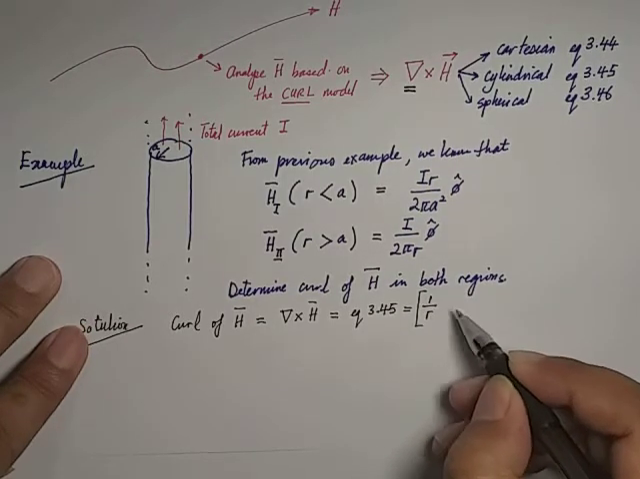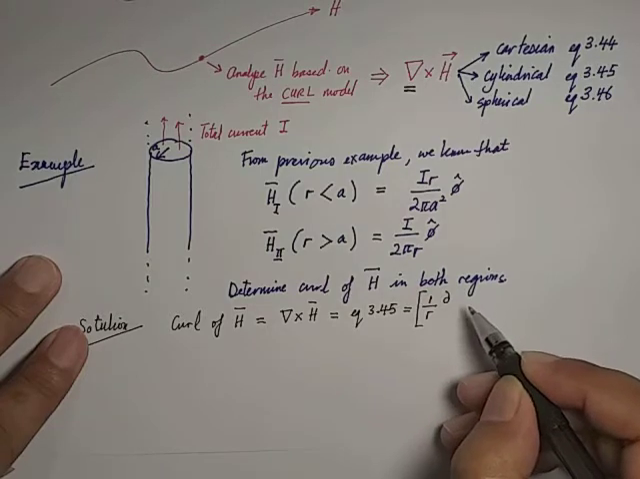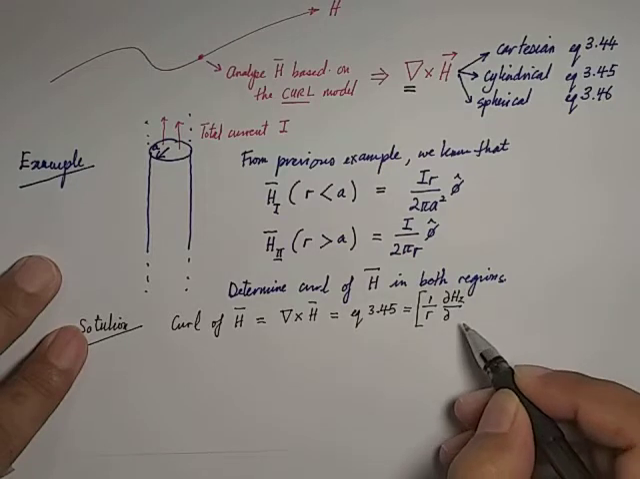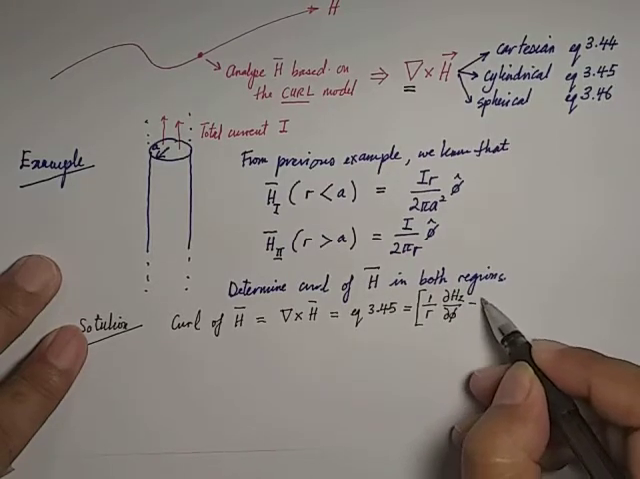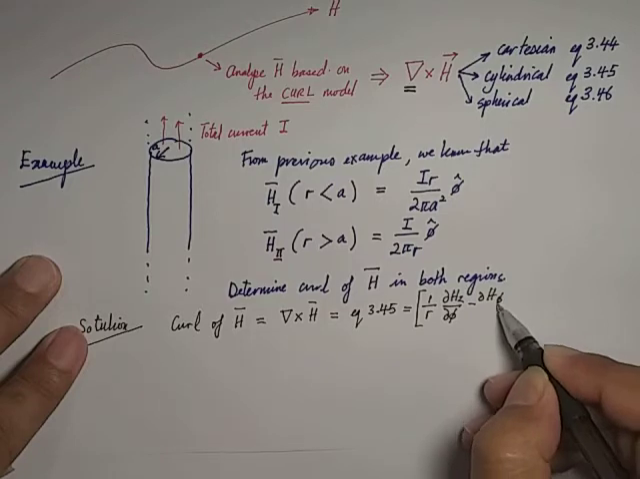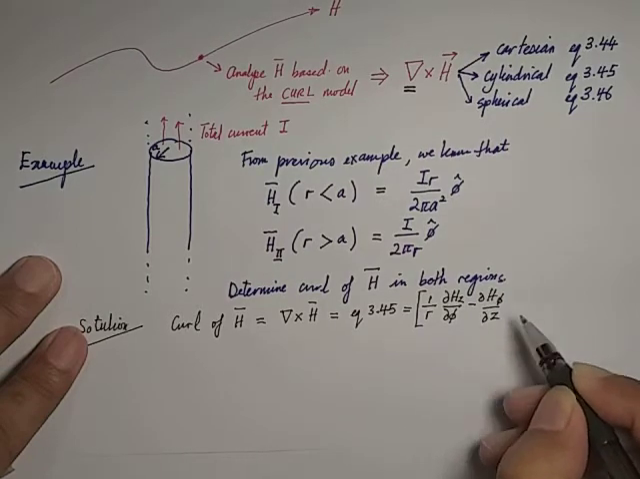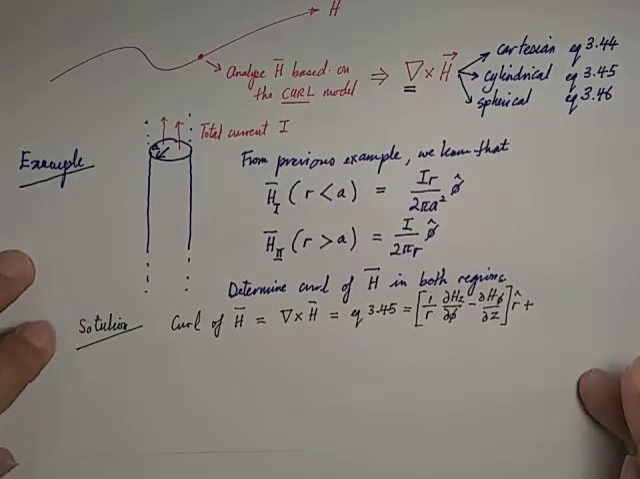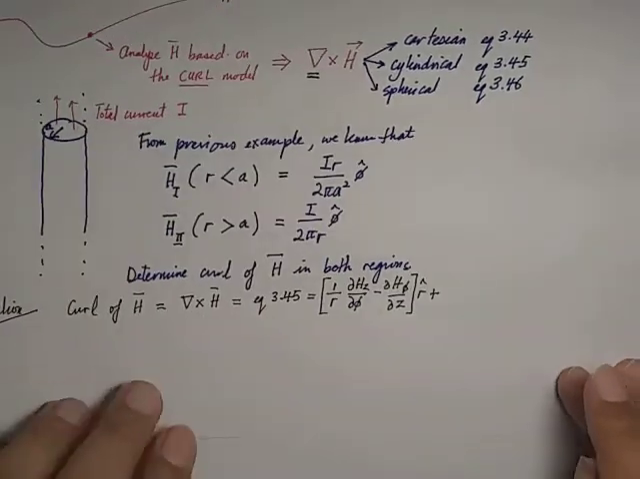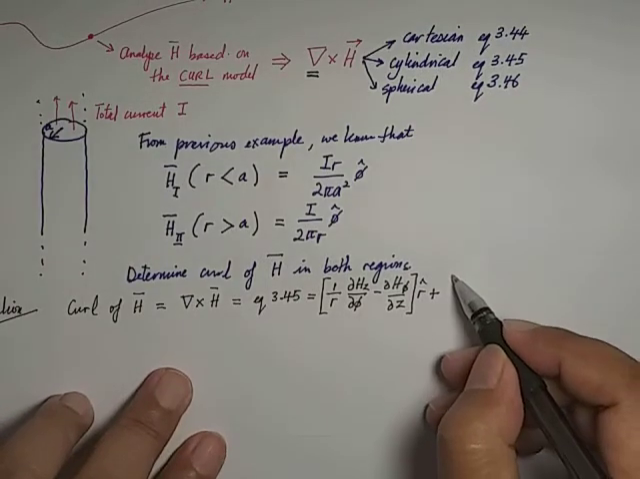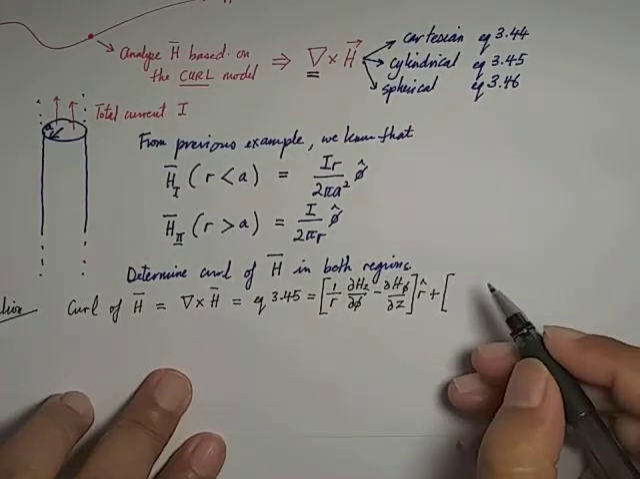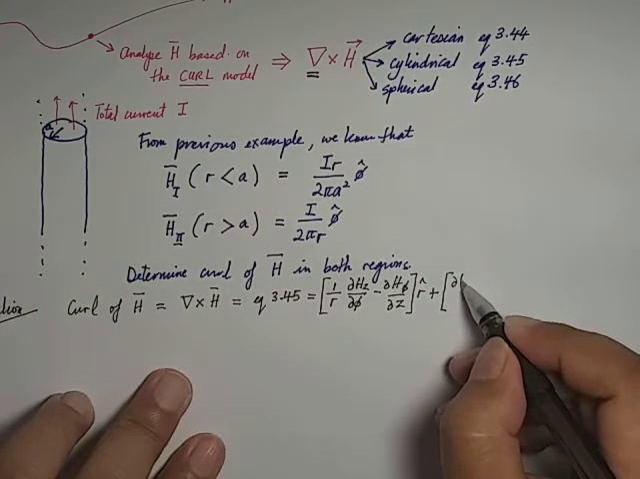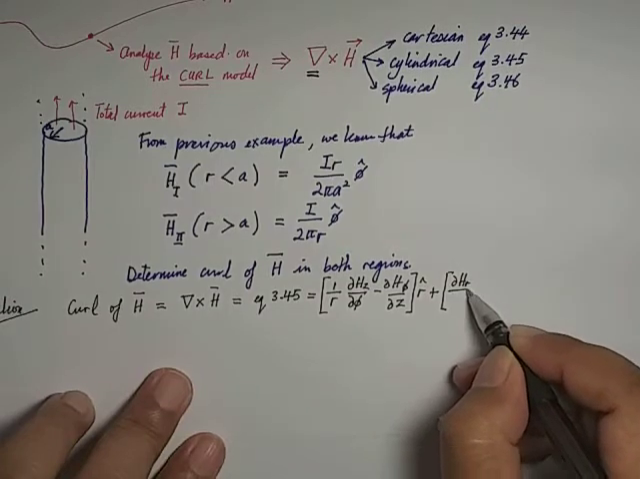1 over r dHz over d phi minus d H phi over dz in which direction? Yes, r direction, plus. Okay, just copy the equation. Inshallah, the equation will be given to you in tests as well as in your final exam. So you don't have to memorize the equation, just need to know how to use it.